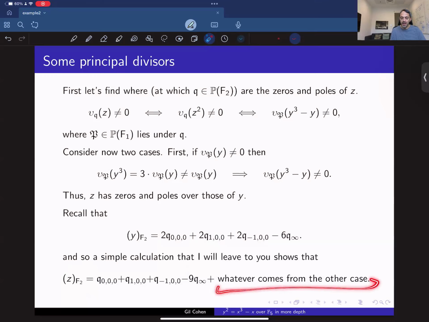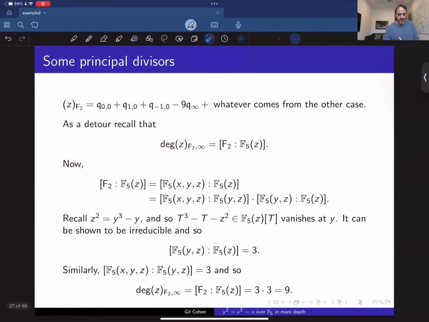But of course, there is also the other case. We know that the poles and zeros of z lie over poles and zeros of y cubed minus y. And under the assumption that v capital P of y is not 0, we found some places. But now we have to consider the other case, and this will give us the rest of the poles and zeros of z that we missed out. But before doing that, let's take a detour just to explain the point.